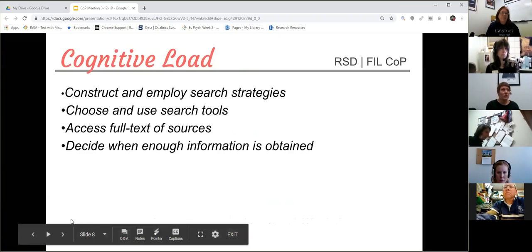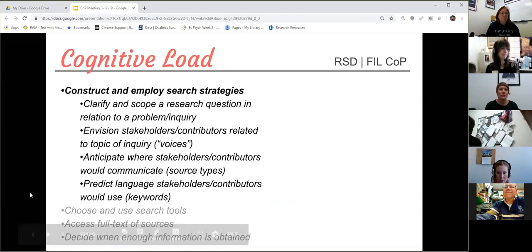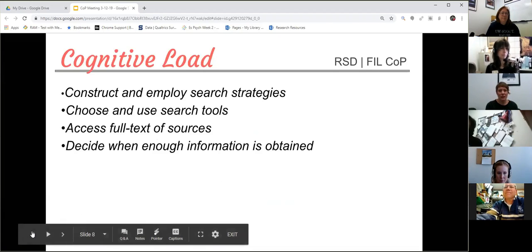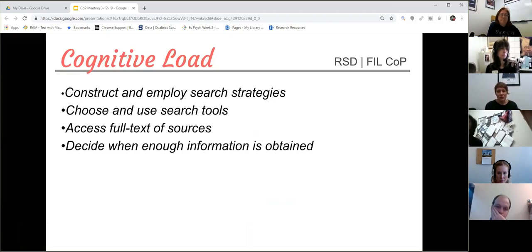So what does this kind of look like for students? Well, it looks like Sylvia said, she's often lumping things together because it doesn't have to be scaffolded for her anymore. And so she can go through the cognitive processes that are necessary to accomplish a task without even thinking about it. But the cognitive load for students is pretty high.